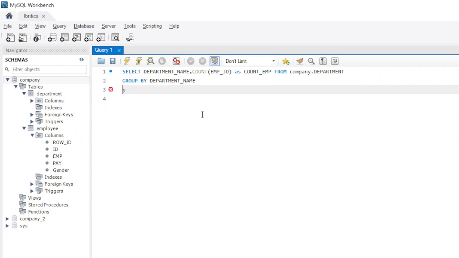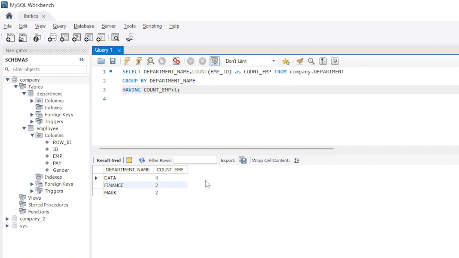It's wrong. Instead, what you need to do is write HAVING. By the way, after GROUP BY, you cannot even write the WHERE clause. That's why you write HAVING. You write the alias that you have created, or count employee ID, it doesn't matter, greater than 1. In this case, we have the result. You would get the same result if you wrote count employee ID is greater than 1.